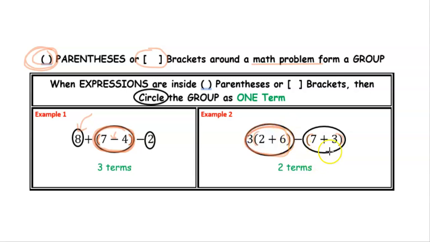Then you have this minus sign, and you have a group 7 plus 3 that, because it's in a group, becomes one term. So it's a little more difficult when we have these pluses and minuses inside these parentheses to realize that's one group, one term. So we have to kind of slow down and rethink what we're going to circle here and that we're not going to highlight. So we have ultimately just 2 terms here.